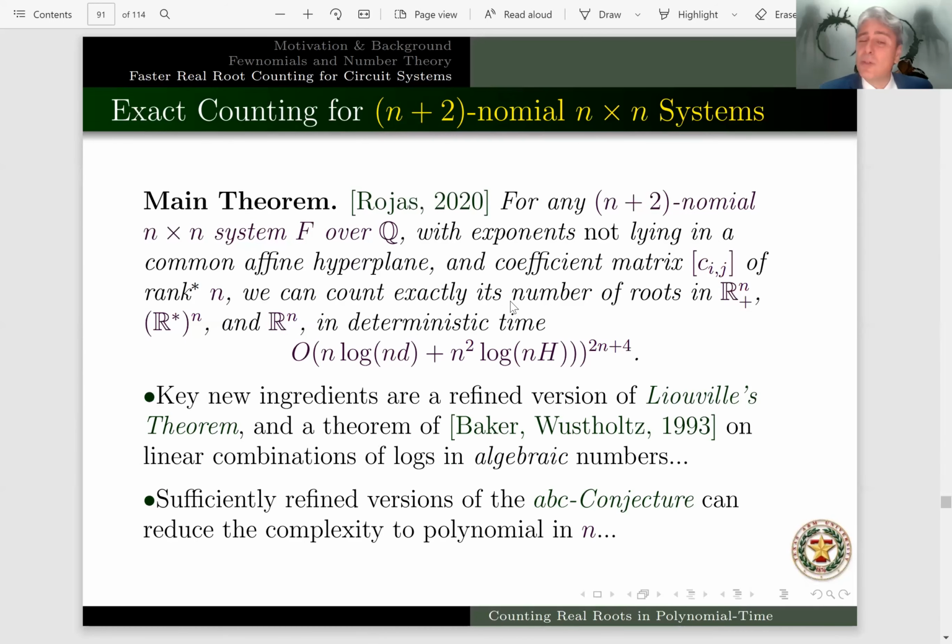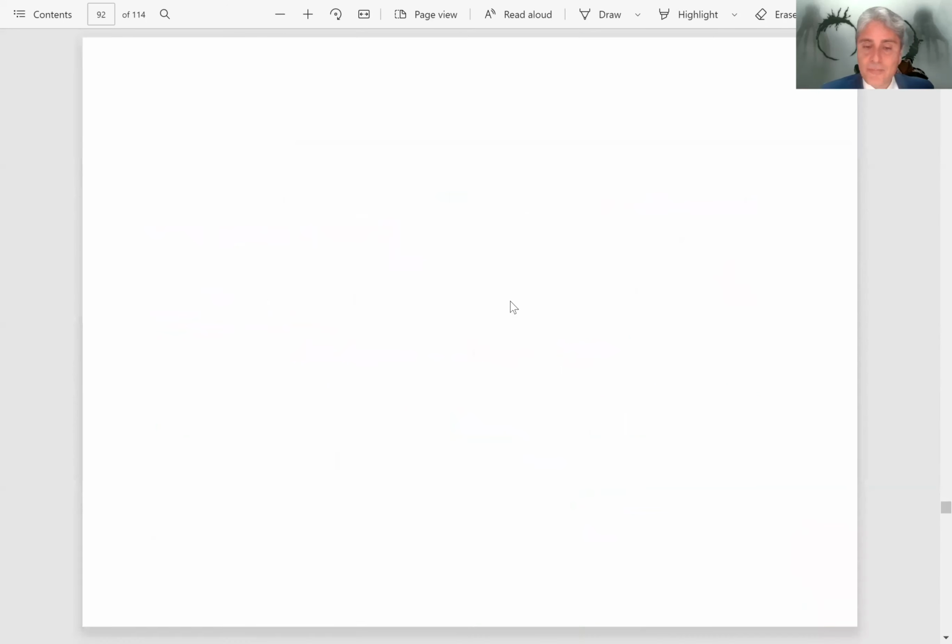And also, it's nice to observe that if you happen to have a really strong version of the ABC conjecture, you can reduce the complexity to polynomial in n in the main bound. So that's actually a really nice thing to do, but unfortunately it seems very hard and really out of the reach of current technology.